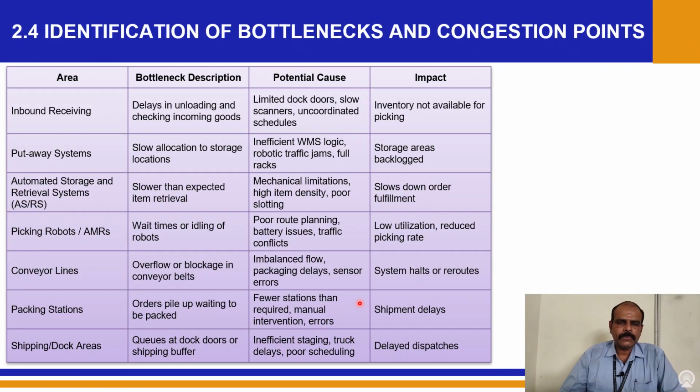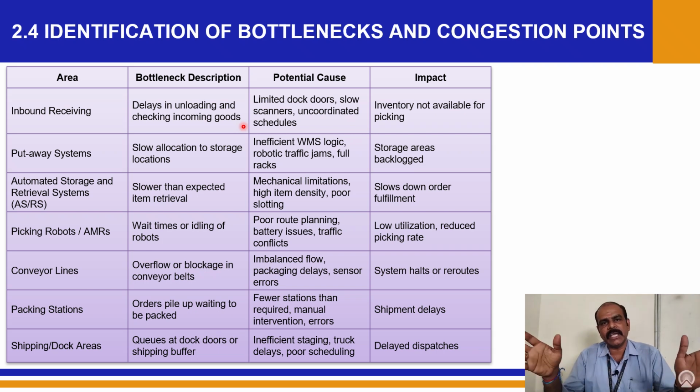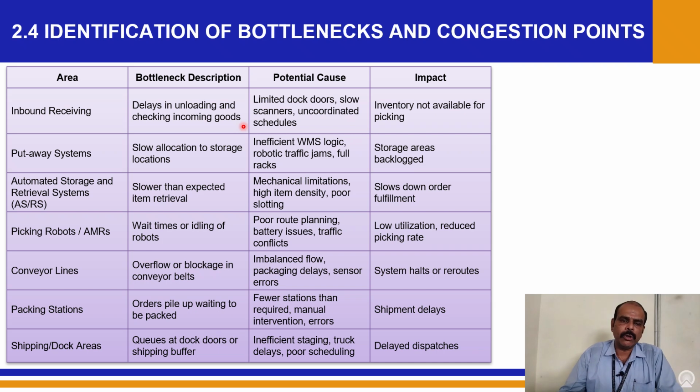Now, simple examples, let us see one by one. First, inbound receiving. Inbound receiving means we receive the orders, that is we receive the products, even for the case of storage. What might be the initial bottleneck? Delays in unloading and checking incoming goods. Some inspection person should come, inspect and verify that the product is of quality. Then that has to be unloaded. If that itself is taking a good amount of time, that is going to be a bottleneck.